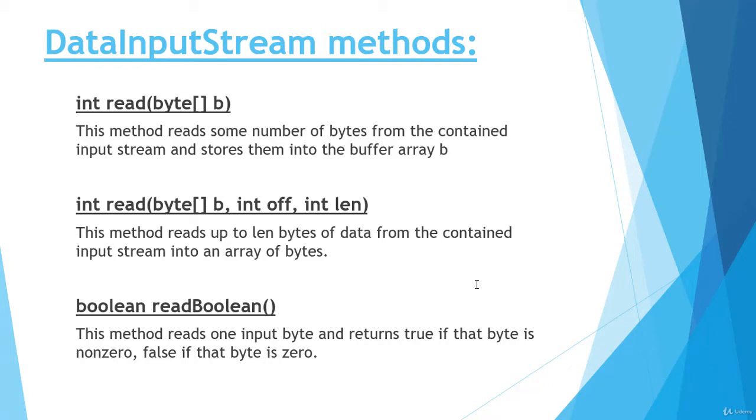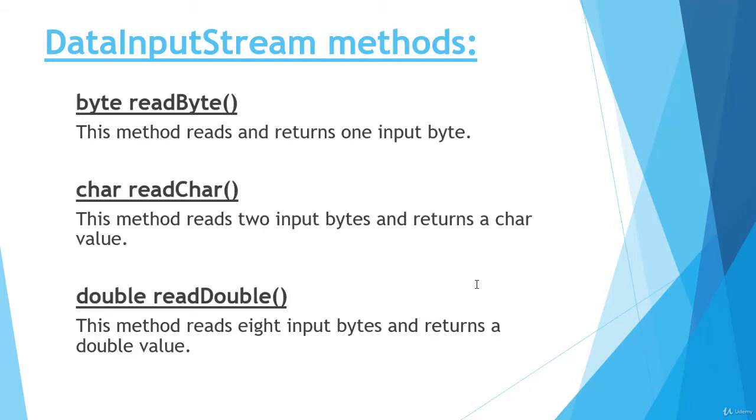Next, we have the readBoolean method. This method reads one input byte and returns true if the byte is non-zero, false if the byte is 0. So this method reads the boolean type of value in the file, and if the byte is non-zero, it returns true, and if the byte is 0, it returns false. Next, we have the readByte method. This method reads and returns one input byte.